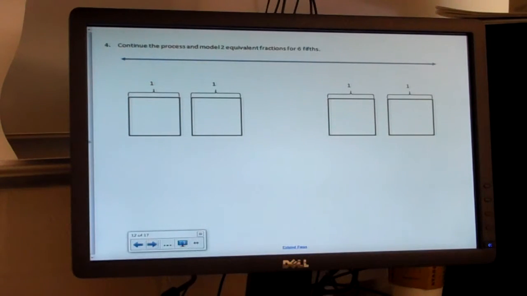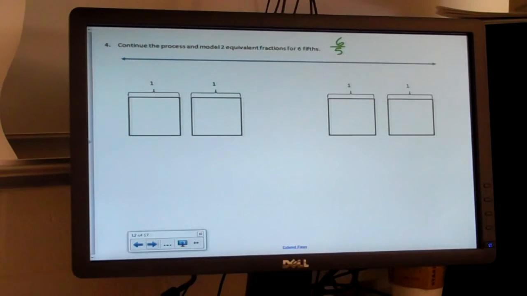How do you write 6/5 as a fraction? Does anyone know what 6/5 is equivalent to?